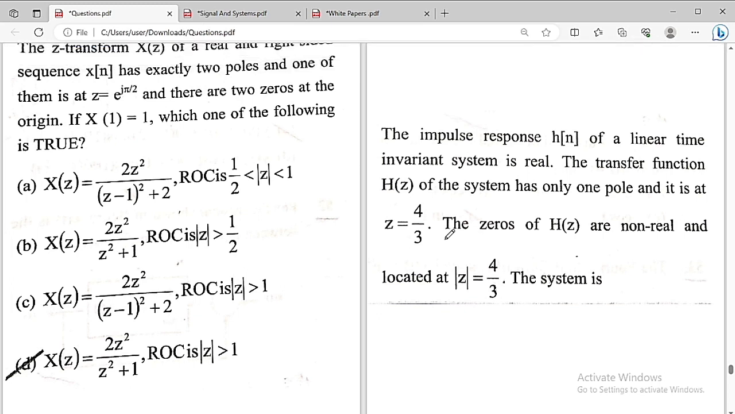See the question here. The impulse response h of n of a linear time invariant system is real. The transfer function h of z of the system has only one pole and it is at z is equal to 4 by 3. The zeros of h of z are non-real and located at mod z is equal to 4 by 3. The system is.